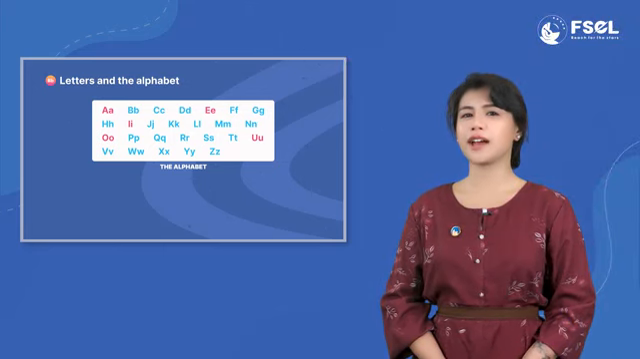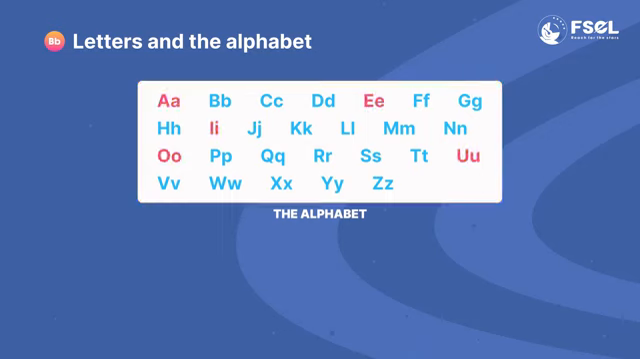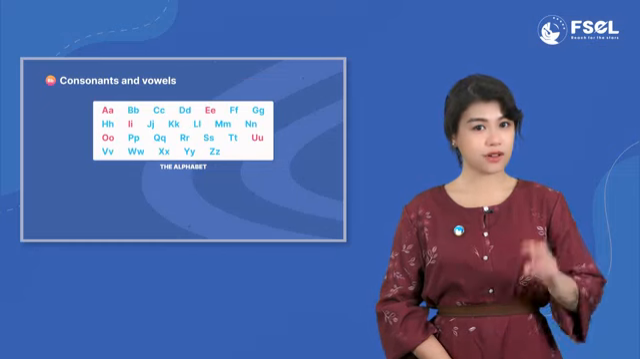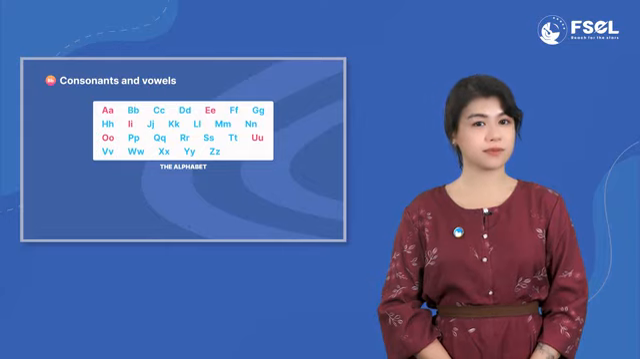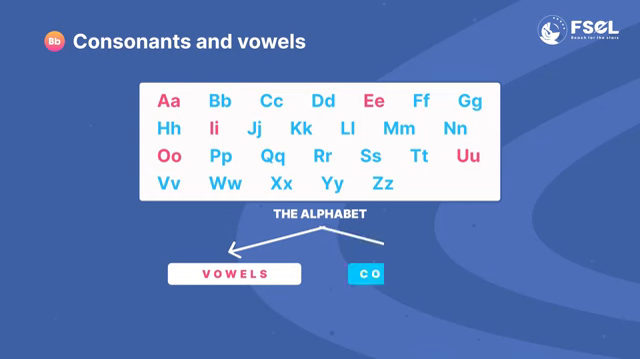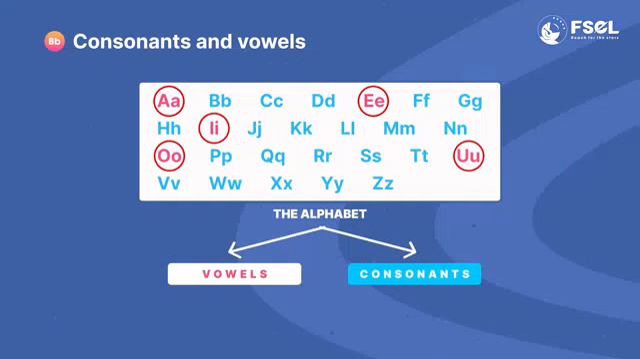Let's look at the alphabet more closely. Some letters are red. Some are blue. In English, we have 2 kinds of letters. They are called vowels and consonants. These are vowels. When you say these sounds, your lips, tongue, or teeth don't touch.